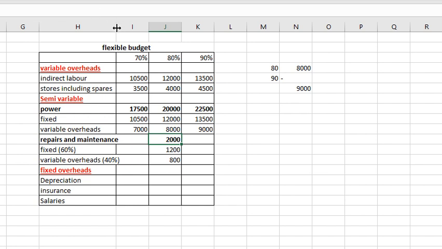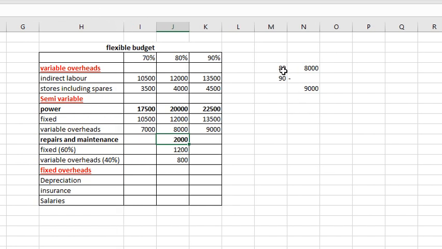So now we will find out for 70% with the cross multiplication. For 80%, the fixed overhead for repairs and maintenance is 1,200. Where did you get the 1,200? Through this distribution. Then for 70%, how much is it? Through cross multiplication we have got 1,050. Next, for 90%, we will do the same cross multiplication. For 80%, if it is 1,200, then for 90%, how much is it? It is 1,350. So we have found out the fixed.